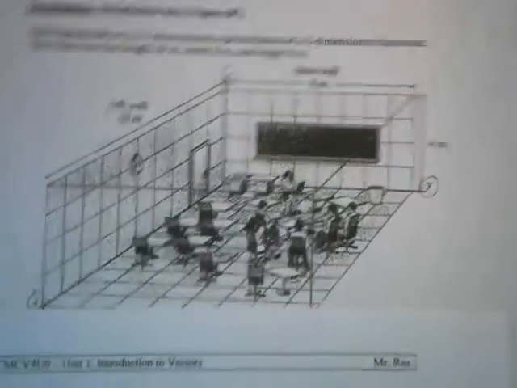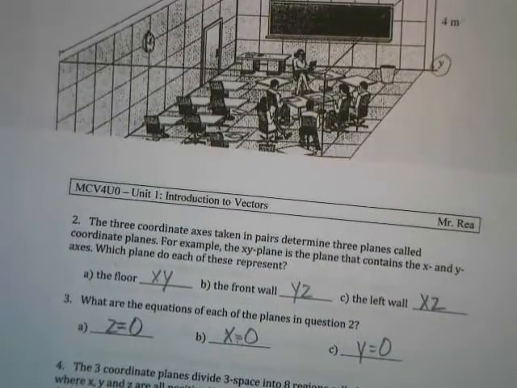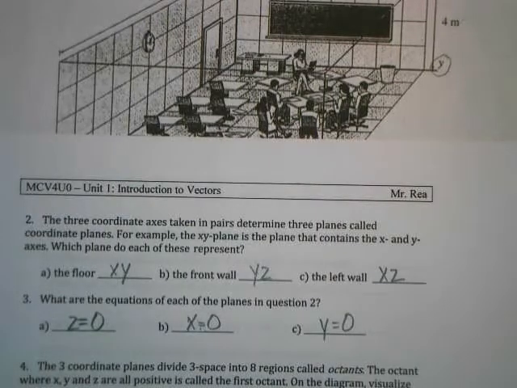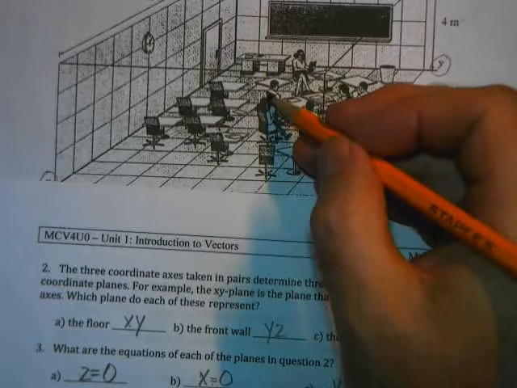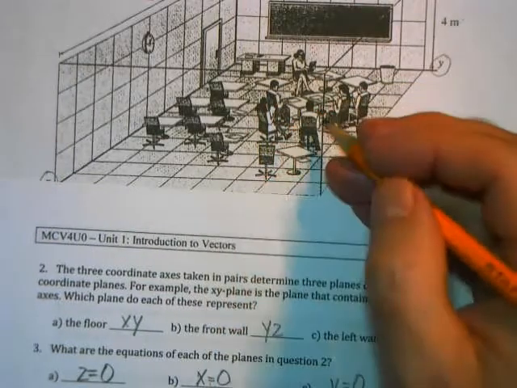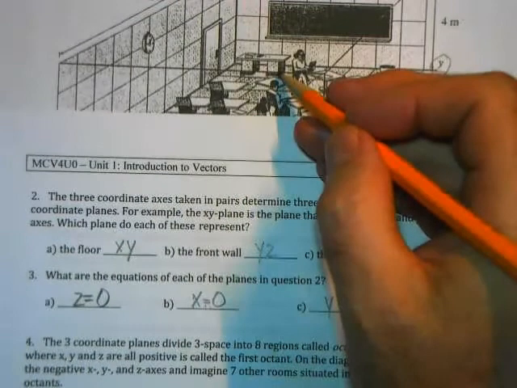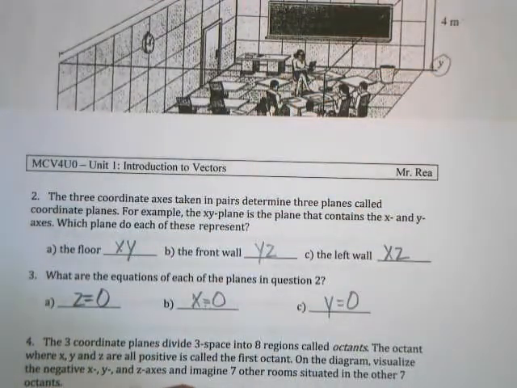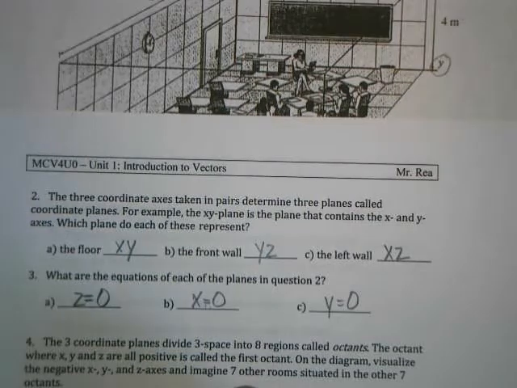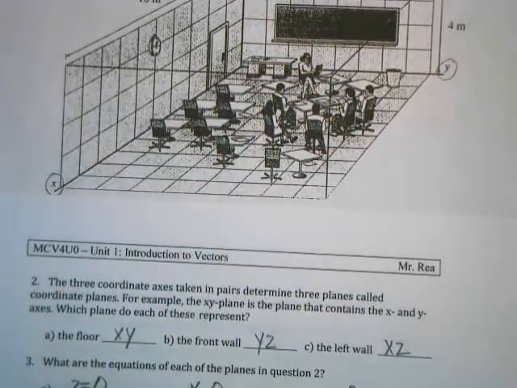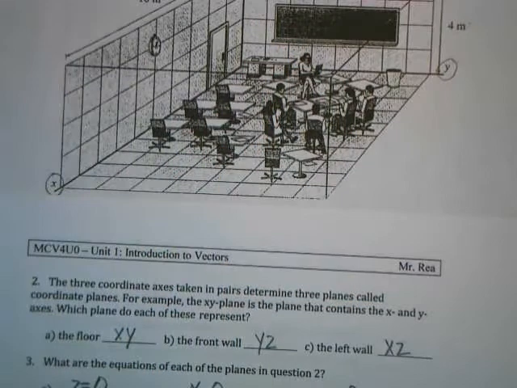So let's go through. For the 4 rooms, if we talk about this room here, the classroom we're looking at, this would be considered the top front right room. And its x, y, and z coordinates, as we've already talked about, would have a positive x, positive y, positive z. So I'll just put 3 pluses.